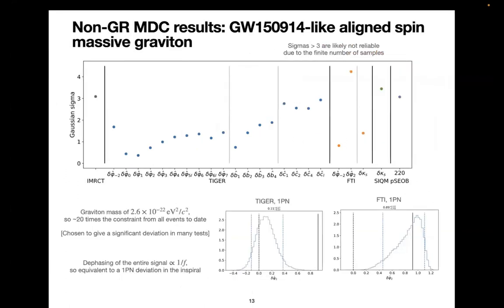So going on to some of the testing GR waveforms, first the massive graviton waveform. So this is quite a very large graviton mass of 2.6 × 10⁻²⁰ eV. Oops, I think that's a typo. It's really just E V plus E squared, not E V squared plus E squared. So this is about 20 times the constraint from all the events to date. And this was chosen just so we get a specific deviation on many tests. The constraints from many other events to date come from combining them together, so you won't see this as a deviation in individual cases. Of course, we don't exactly see this in the data, but this is just to check how the tests respond to it.